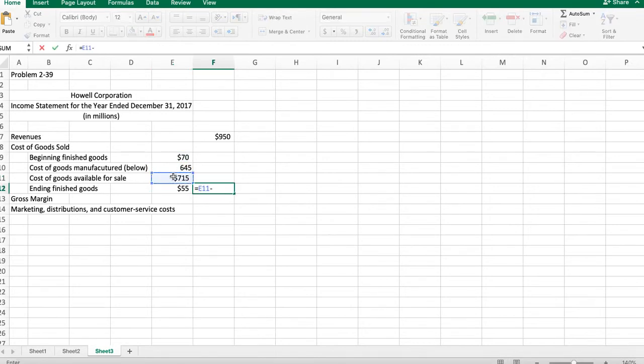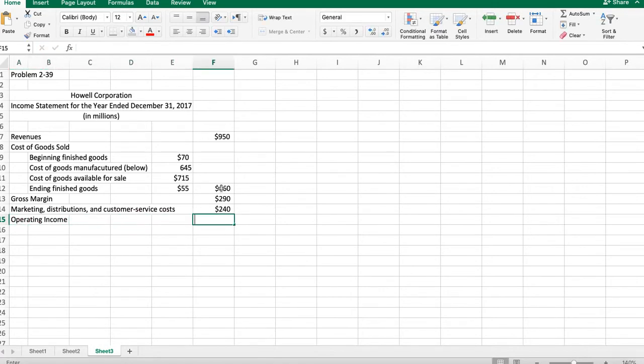Cost of goods available for sale minus what I had left over is what I sold. So my gross margin is my revenues minus my cost of goods sold. My marketing expenses are given to me, and that finally gives me my operating income, which is my gross margin minus my operating expenses, or 50 million. And again, you can go ahead and format these if you want to. It's a good idea to add some underlines.